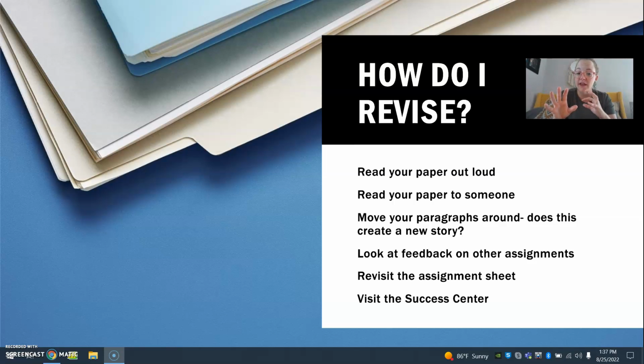So think about taking one of your middle paragraphs and moving it more towards the beginning. How does that change the story that you've created? So don't feel like just because you started with this order means you have to keep it.